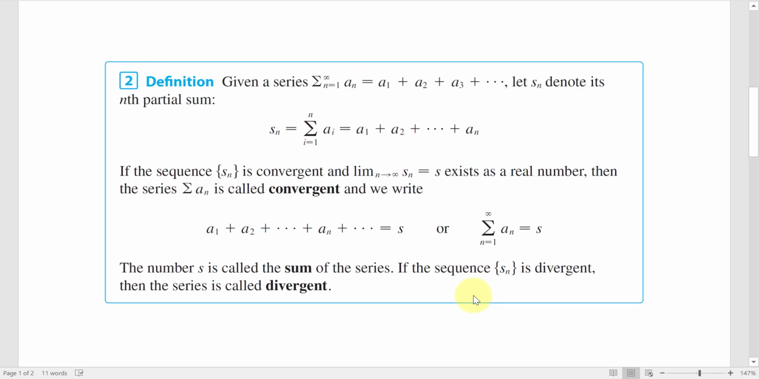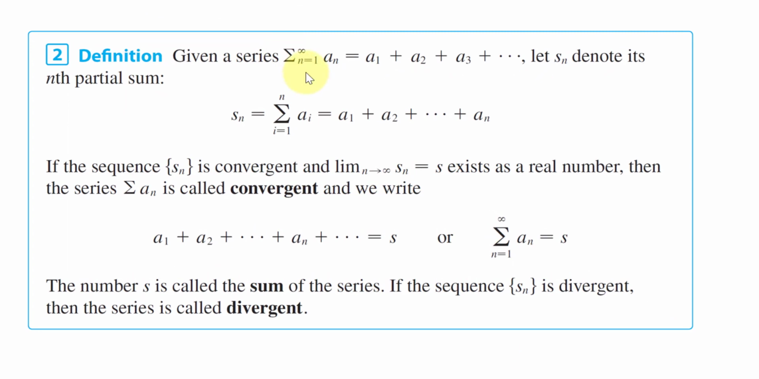What's the purpose here? So I'll start off with this definition from the Stewart book. This is the formal definition for when an infinite series converges. What does that mean? It says, given a series from n equals 1 to infinity of some sequence a sub n, equal to these infinite terms added together, a1 plus a2 plus a3 and on and on, we will define s sub n as the nth partial sum. That means the sum of the first n terms.